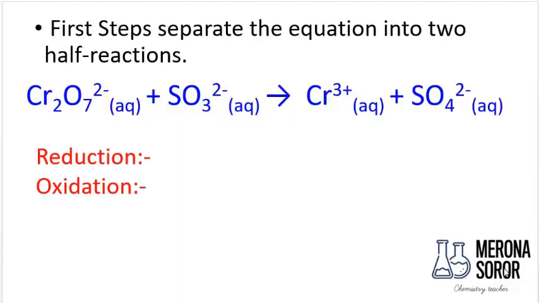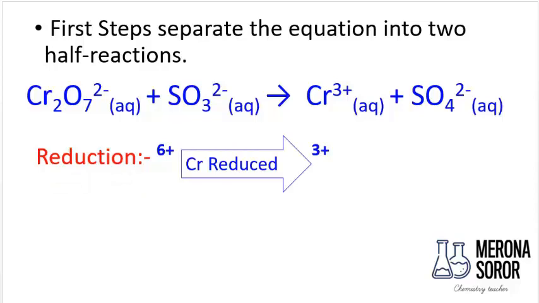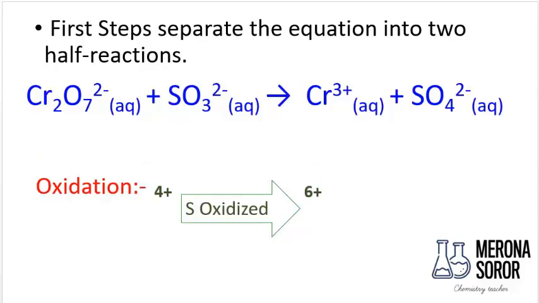In front of you is the equation. We have to separate it into two halves, the reduction half reaction and the oxidation half reaction. So we have to find the species that has been reduced and the species that has been oxidized. As we can see, chromium changes from oxidation state 6+ into oxidation state 3+, so it is reduced. Sulfur changes from oxidation state 4+ into oxidation state 6+, so it is oxidized.